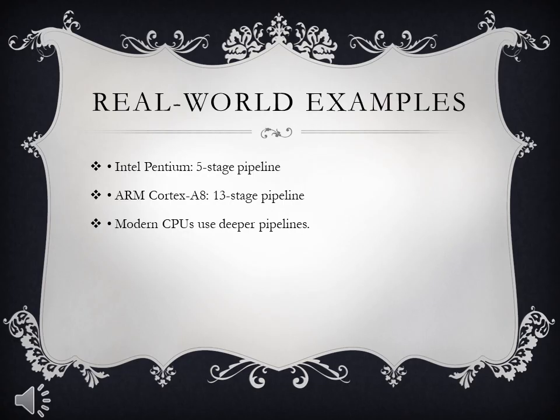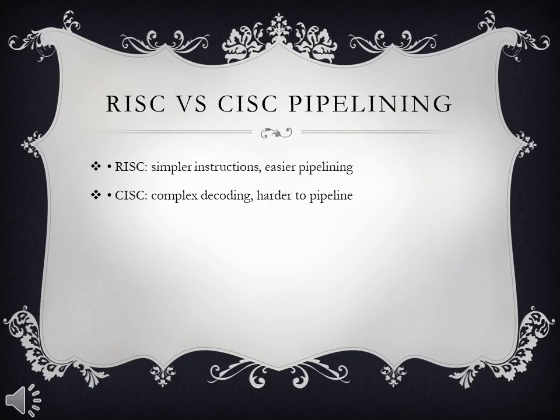Examples of pipelined processors: Intel Pentium uses a classic 5-stage pipeline. ARM Cortex-A8 has 13 stages for higher throughput. Modern CPUs often use 14-20+ stages with advanced hazard handling. RISC architectures, with simpler instructions, are easier to pipeline efficiently. CISC architectures involve complex decoding, making pipelining more challenging. This is one reason why RISC designs are popular in mobile and embedded systems.